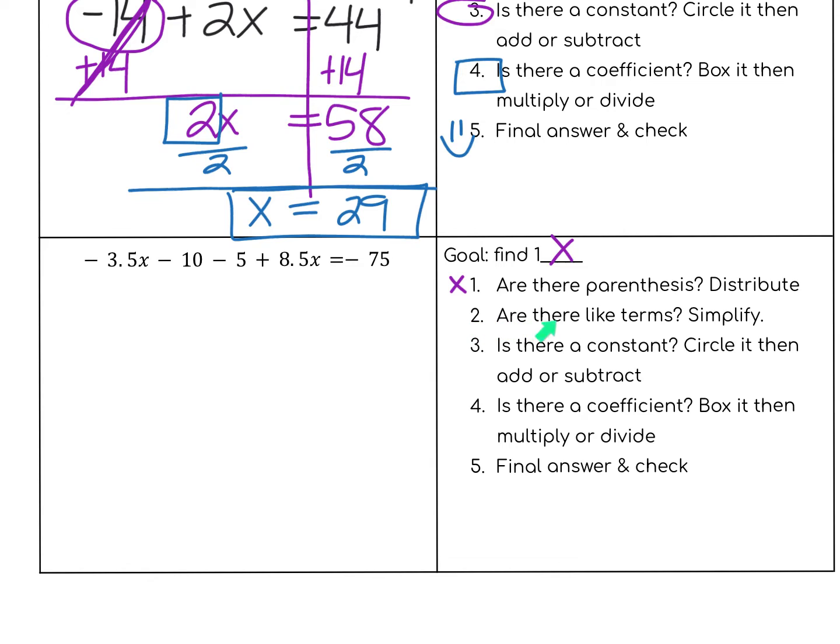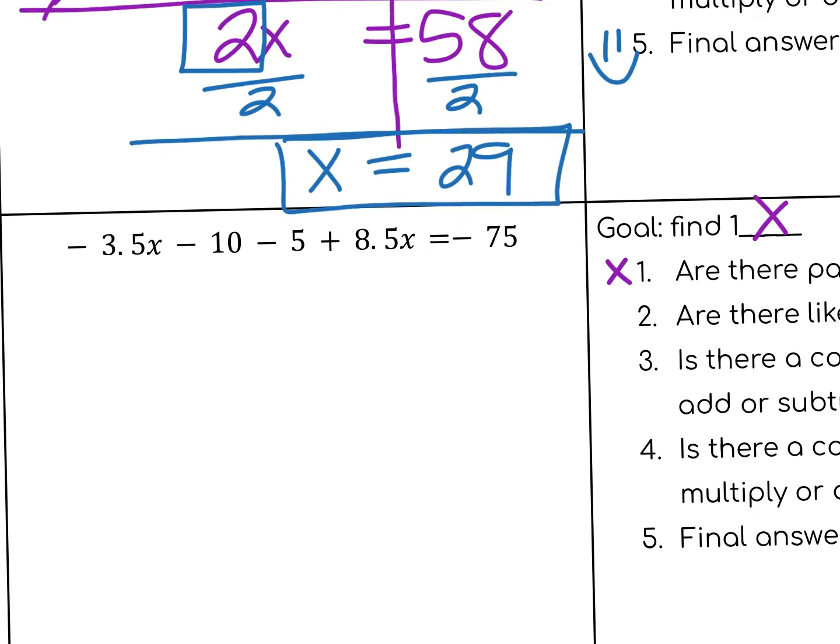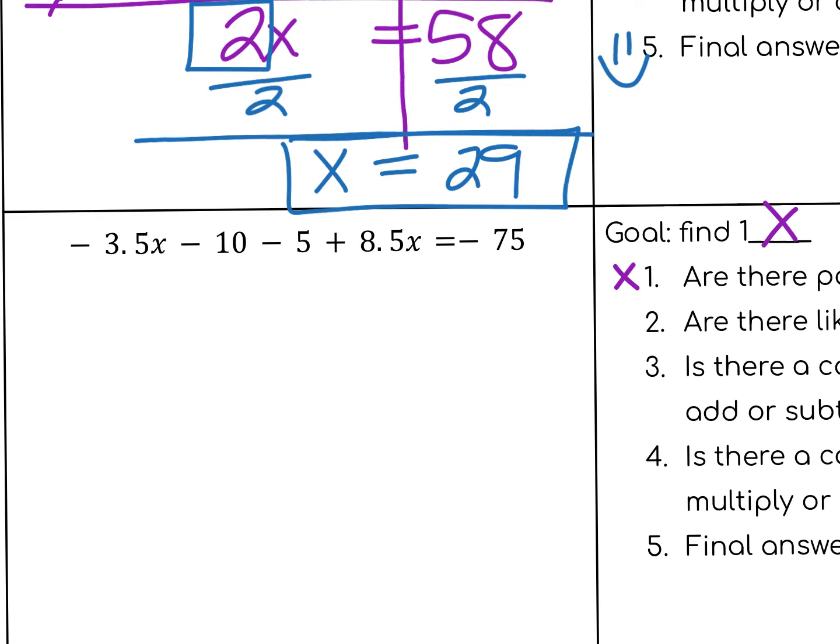Okay, are there like terms? So I see an x, minus 10, minus 5. Okay, I see a couple of like terms here. I'm going to combine like terms. Negative 3.5x and plus 8.5x are like terms because they have the same variable. Negative 10 and minus 5 are like terms because they're both constants, numbers by themselves.